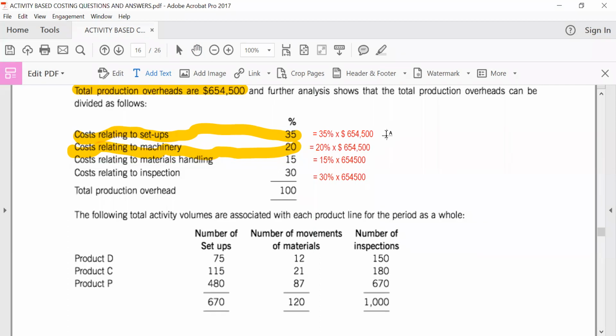So the first one here is to multiply 35%. That gives you 0.35 times 654,500. That gives me 229,075. The next one, I can multiply 20% times that. So 0.2 times 654,500 gives me 130,900. Then I can move on to the next, 15%.